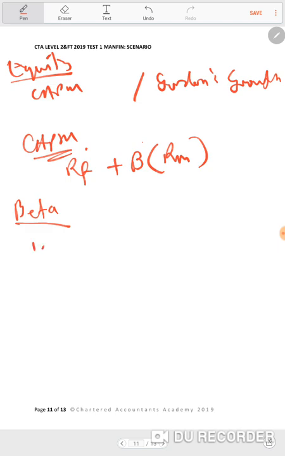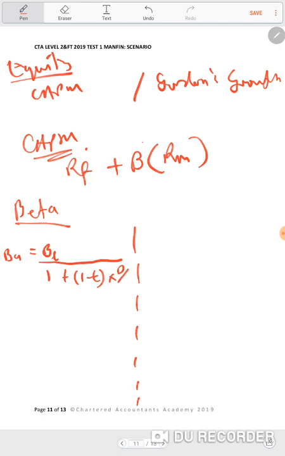On our beta, you can use two formulas. I don't know which one you guys are familiar with. You can either use the Amada formula, which says beta unlevered is equal to beta levered all over 1 plus 1 minus t times the debt to equity ratio.